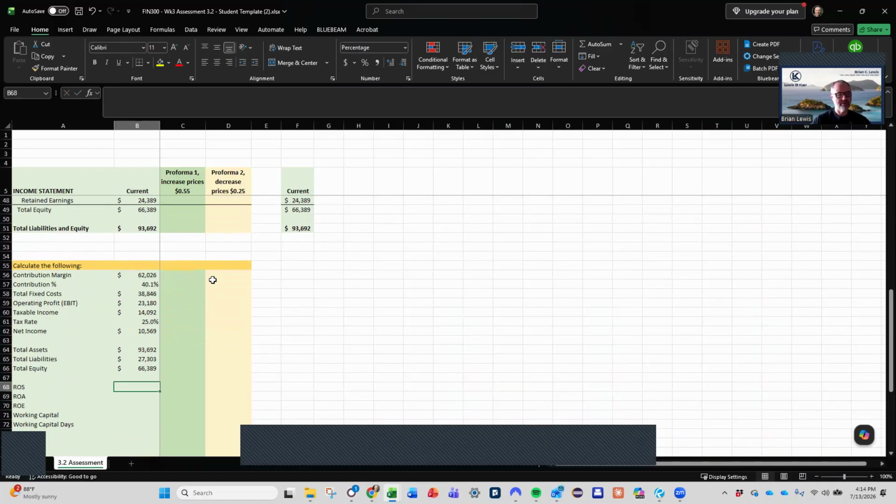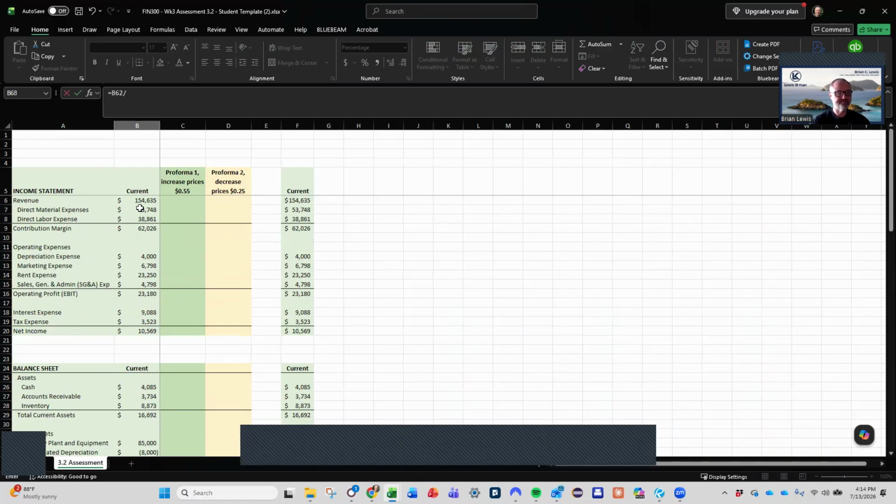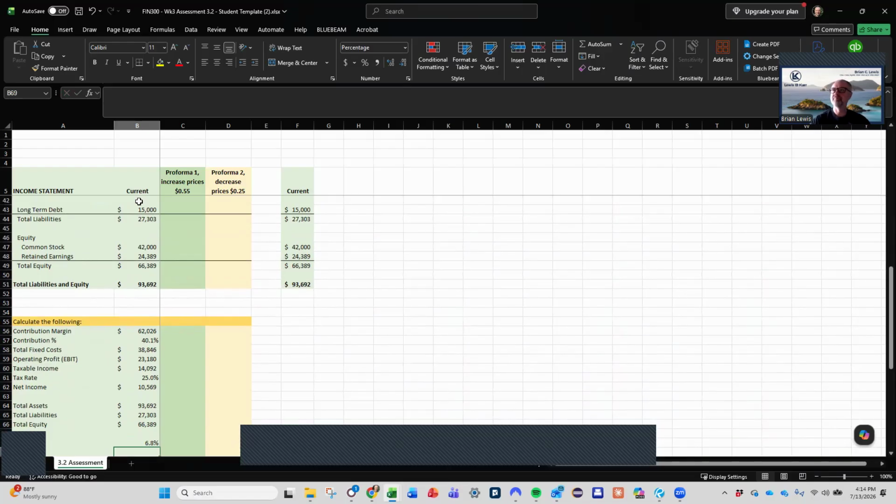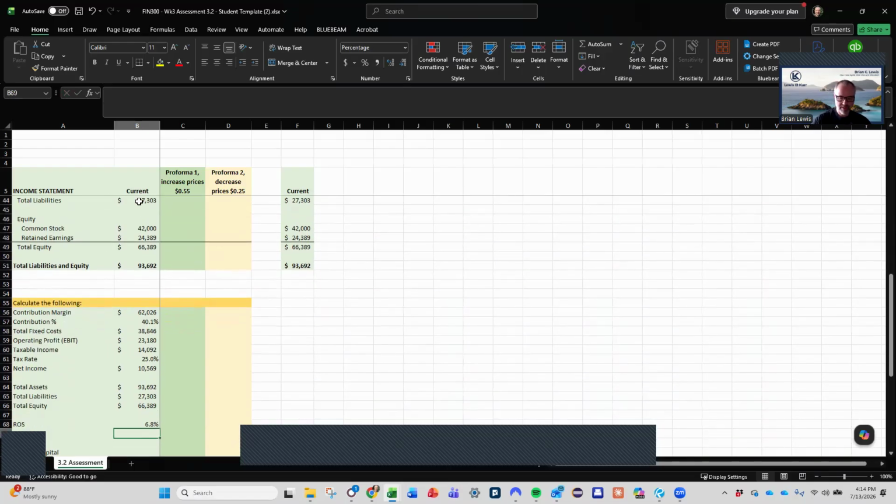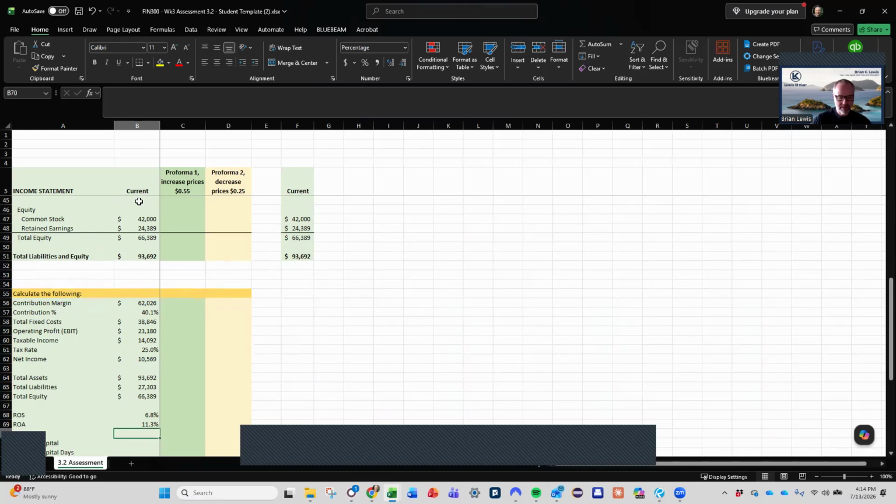Return on sales. So return on sales, you can take your net income divided by your revenue. Your return on assets, same thing. Take your net income divided by assets. Your return on equity, where's equity? Okay, there. Net income divided by equity.